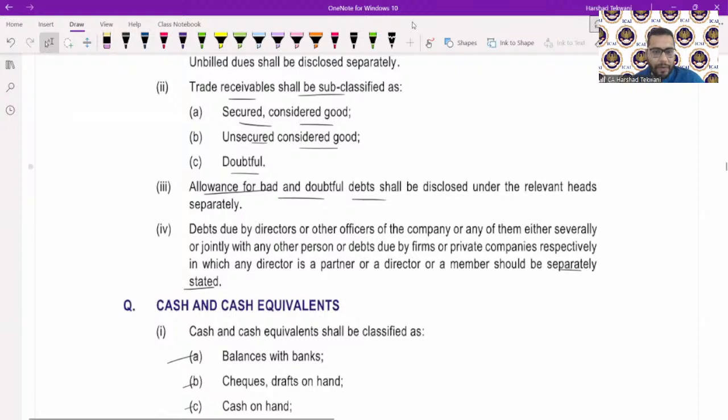Thank you, Jay. Thank you, Srinidhi, Harshad. Okay. Savita, in cash and cash equivalent, is there anything specific you want to understand?